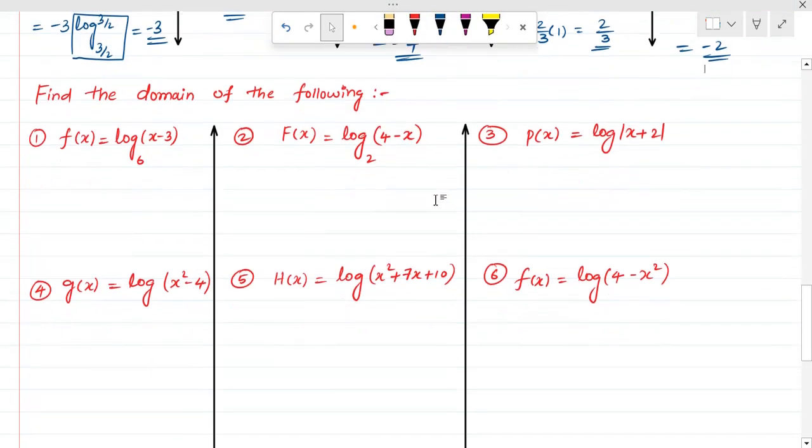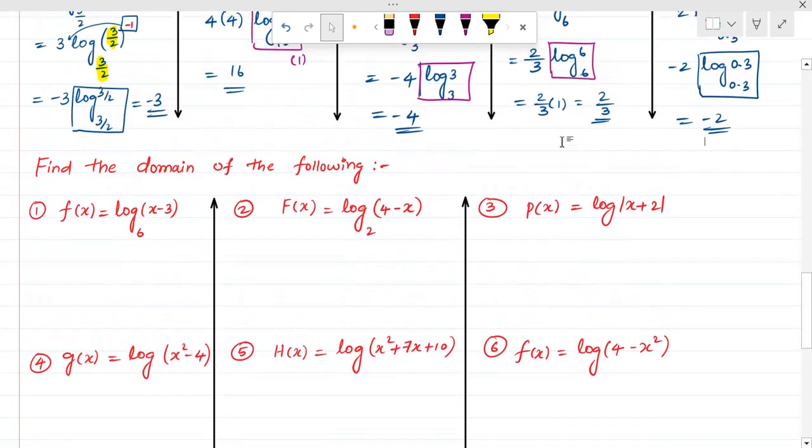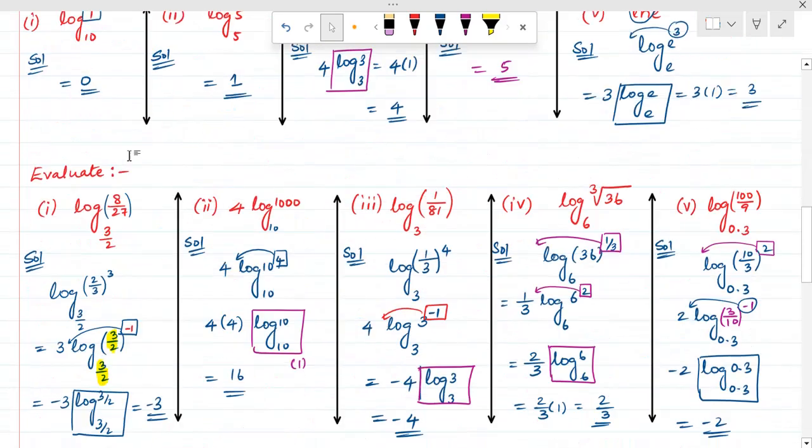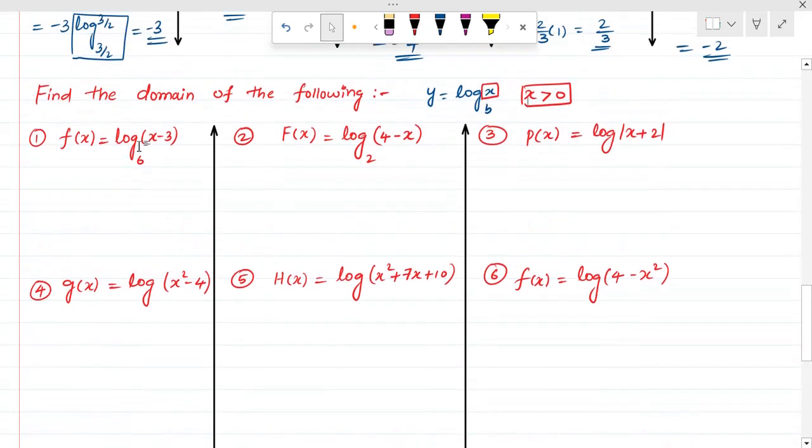Now the next one is a very important thing. It is the domain of the logarithmic function. So what is the domain of the logarithmic function? Whenever you see the logarithmic rule, y equals log x base b, compulsorily this value must be more than 0, strictly greater than 0. So 0 is also not included as per the definition. So x is more than 0, not equal. It is strictly greater than 0. So all the things we will write as more than 0. That is my domain.